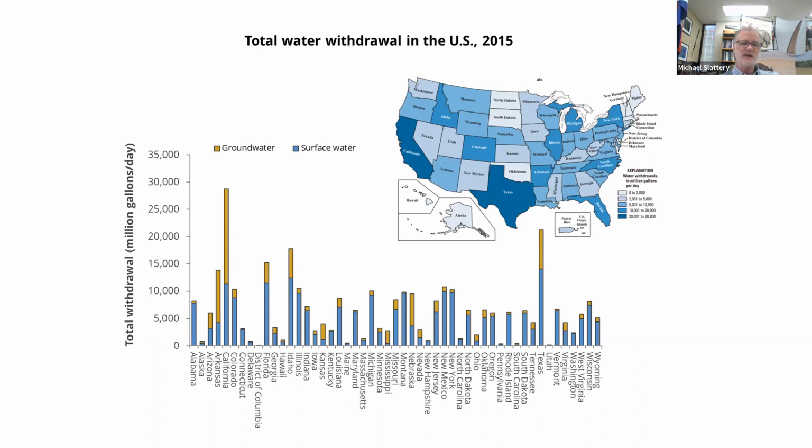So California gets more of its water from groundwater sources. Texas is the opposite, right? Texas is over 20 billion gallons per day. Almost two-thirds of that comes from surface water withdrawal, and a large third comes from groundwater, and I'll show you in a second where that is.